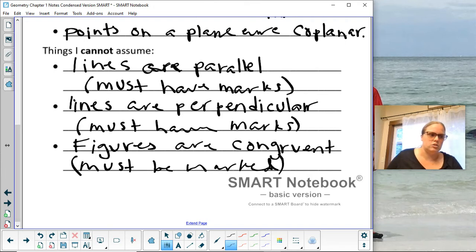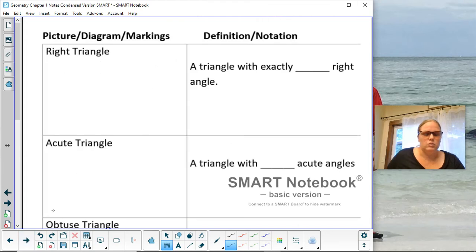Okay, so lines are straight and crossing lines only cross once. And if points are on a line, they're all going the same direction, they're collinear. And if they're on a plane, they're all on the same plane, they're coplanar. All right, let's get to those triangles.